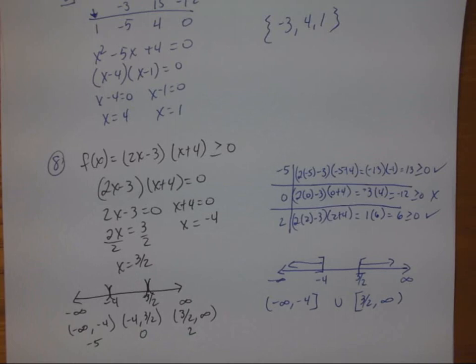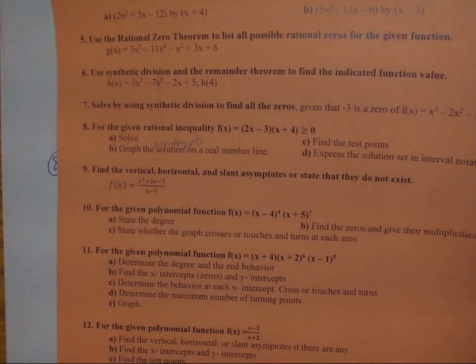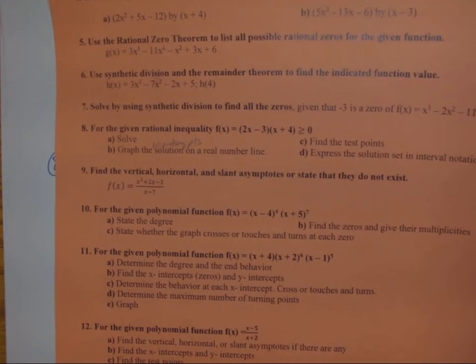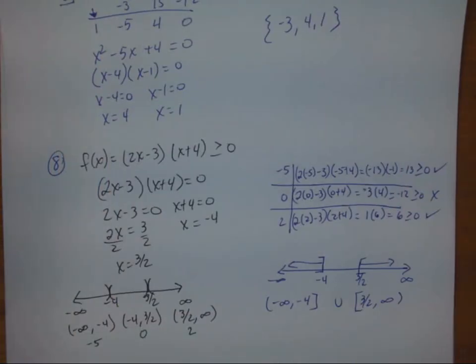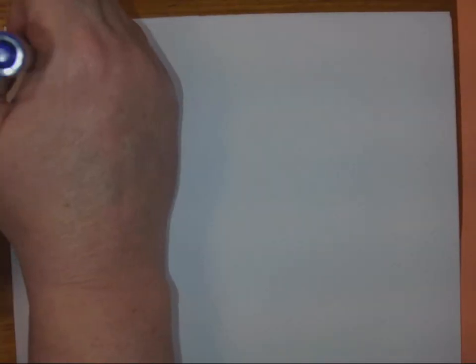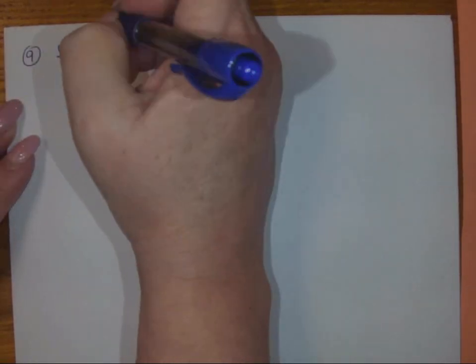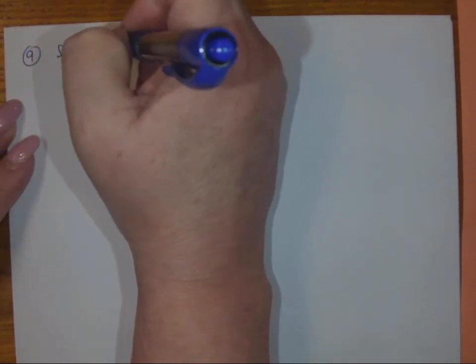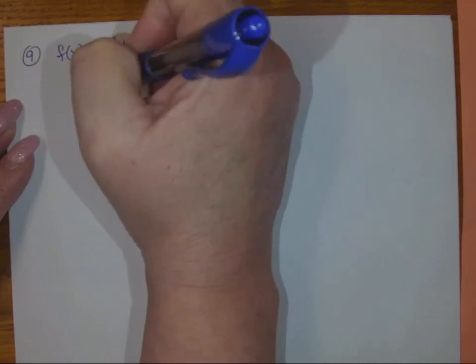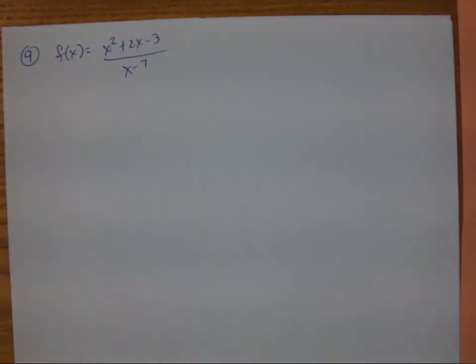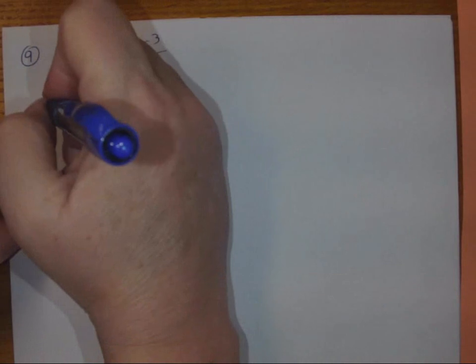All right, so for our next problem, we need to just find the vertical, horizontal, and slant asymptotes, or state that they do not exist. So, looking at our next problem, this is number 9. We are given that f of x is equal to x squared plus 2x minus 3 over x minus 7. So we're just going to figure out how to find our asymptotes.